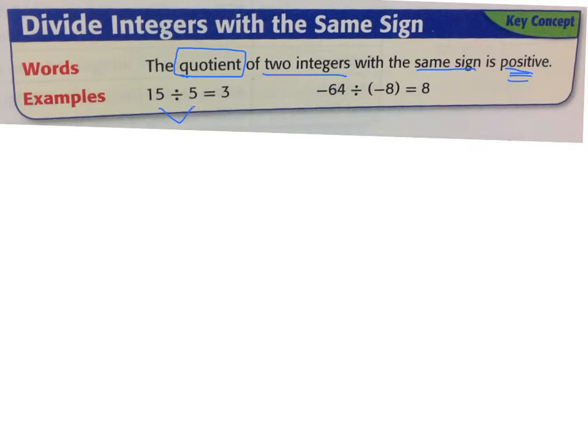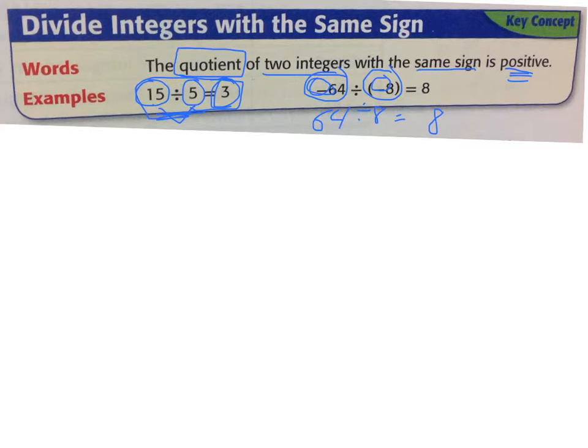So you already know a problem like this. 15 divided by 5, that's going to equal 3. Now we never really think about this being a positive number and this being a positive number, but it is. A positive and a positive is going to equal a positive. In this case, though, if we had a negative 64 and divided it by a negative 8, 64 divided by 8 would give me 8, and it's a negative and a negative, so my answer is going to be positive.